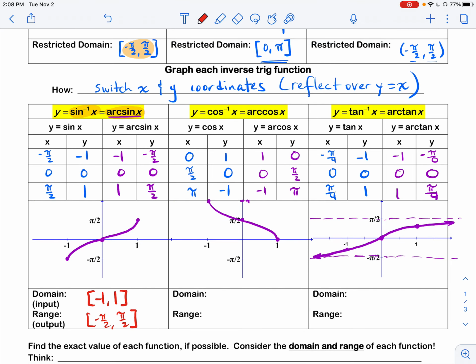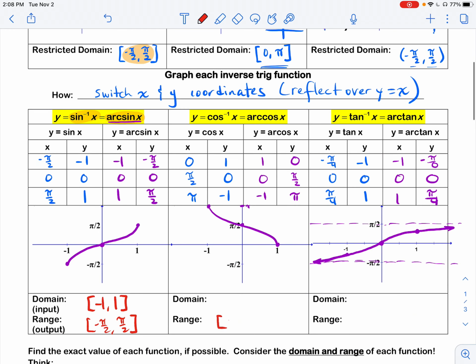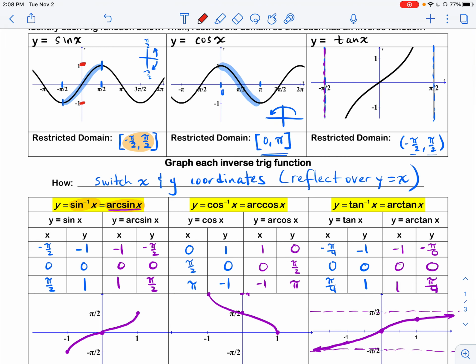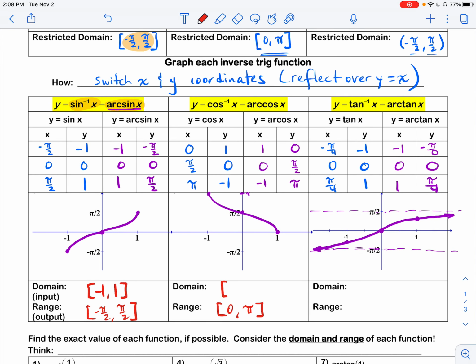Well, for cosine, we restricted the domain from 0 to pi. So we're going to say now the range of arc cosine is 0 to pi. And similar to sine, the range of cosine was from -1 to 1, which means the domain of arc cosine is from -1 to 1.